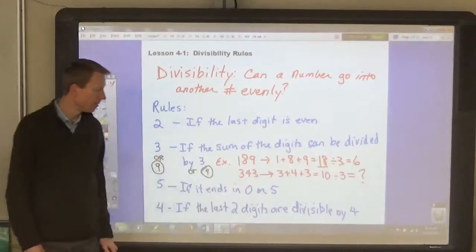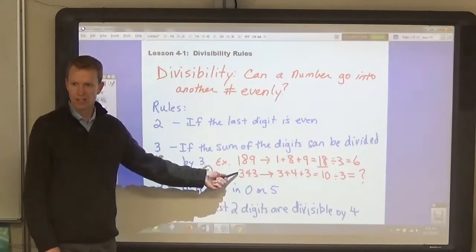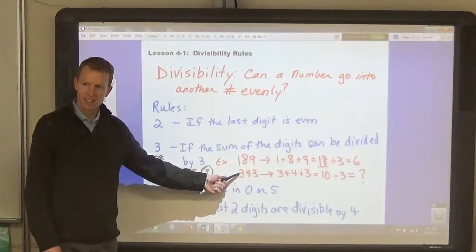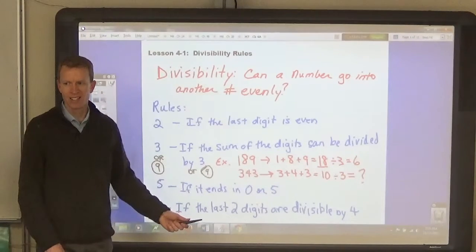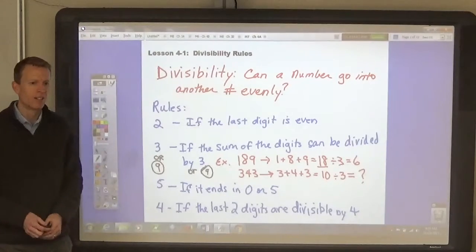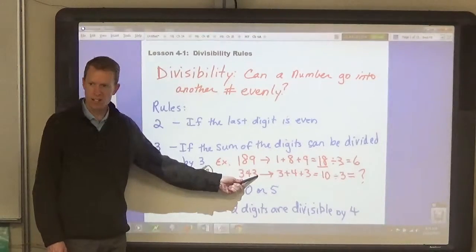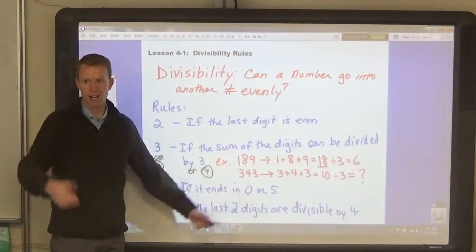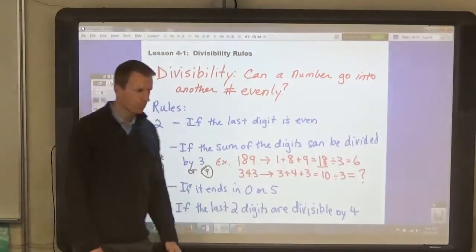But look at this one, 343. It ends in a 3, and it's got another 3 in it, but is this number divisible by 3? Trinity? Laura, help her out. No, not because it ends in a 3. Why isn't it divisible by 3? Amelia. Right. 3 plus 4 plus 3 is, Sam? 10. Is 10 divisible by 3? No, not evenly. So 343 is not divisible by 3 because the sum of the digits is not divisible by 3.